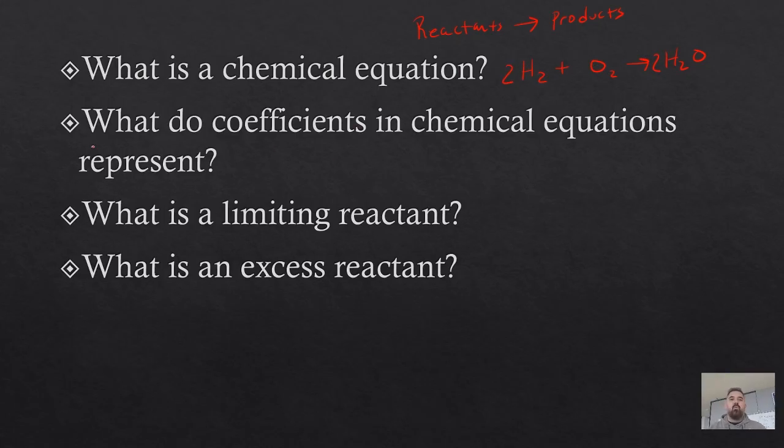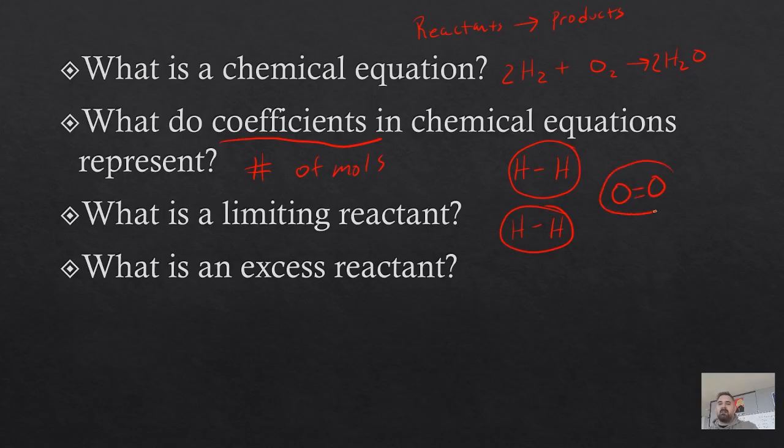Okay? So what do the coefficients in a chemical equation represent? If you don't know any of these terms, make sure you write them down because these are going to be real important. So the coefficients represent the number of moles. If I have two H2s, that means I have 2 moles of H2. How does that work? H2 is a hydrogen that's single bonded to another hydrogen, and then we just have 2 of those. There's one of the molecules, there's the other molecule. How many molecules of oxygen gas do I have? Just 1. So there's my oxygen gas right there.